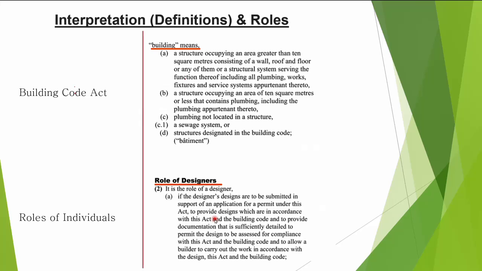Interpretations, definitions, and roles. Under the Building Code Act, as specified here, you will see definitions or terms that may be used, such as building. What does building mean? You will also see what a contractor is, what a builder is, and what all of these terms mean. Now, roles of individuals. What are the roles of individuals?